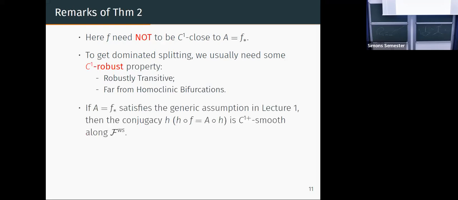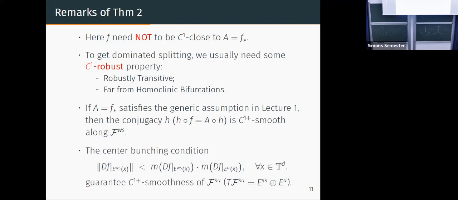Yes. And also, if you have something like the generic assumption on your linear part, that every subbundle is two dimensional, like a complex rotation, this will give you that the conjugacy is also C1 plus alpha smooth along the weak stable. The proof is the same. But here we don't have any assumption in our theory. If you want to get more for smooth conjugacy, you need these things.